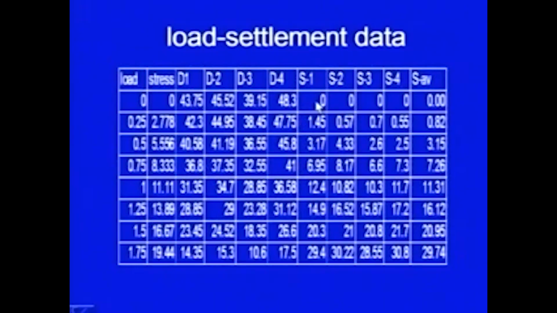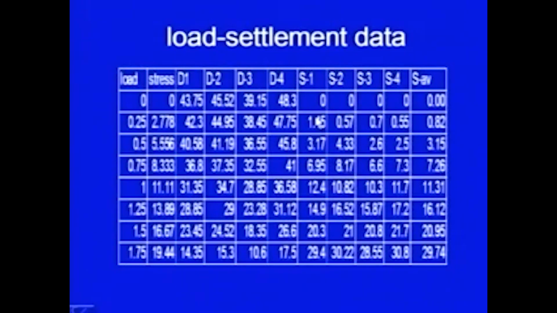So, in a nutshell, we can calculate the settlements of all the 4 or 3 or 2, whatever number of dial gauges you are having, and then the settlement of the plate is taken as the average of these 4. For example, this is 0, average of these 4 values will be this, average of these 4 values will be this, and so on.